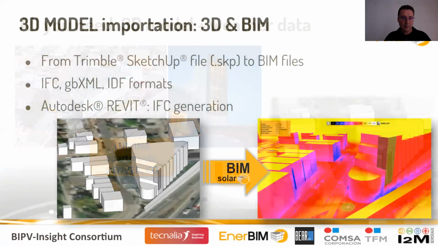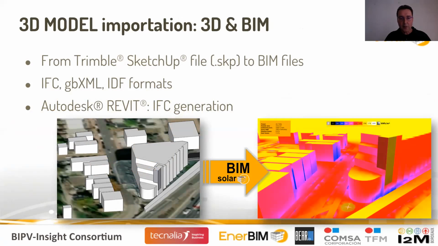Importation of 3D models is possible from more common 3D formats like Trimble SketchUp files, but also BIM formats like IFC, the most interoperable and standardized format, GBXML, Green Building XML, or the IDF format from EnergyPlus. Autodesk Revit today is a big question, of course. Today we use the IFC generation from Autodesk to import the IFC file, but we are developing, through another European-supported project called PV Sites, a very focused plugin between Autodesk Revit and BIM Solar, to get more data and more features between the two software and to be BIM both ways.